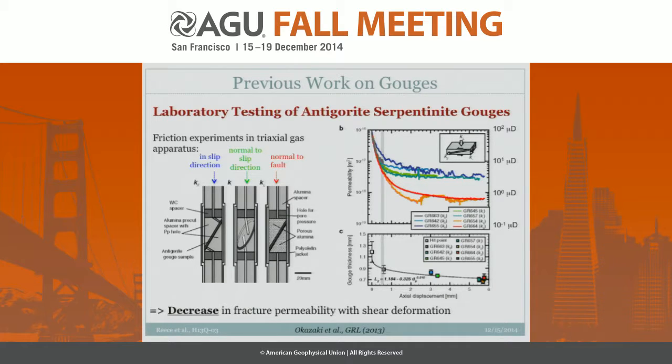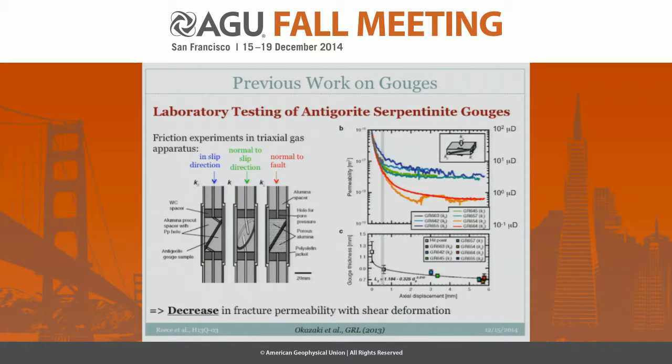And you can see in this case that for all 3 different directions, the permeability decreases with increasing shear displacement or axial displacement. And for the measurements that are across the fault, the permeability decrease is actually the largest. So the bottom line is there are studies out on intact rocks, on gouges, on sandstones, granite, and other materials.